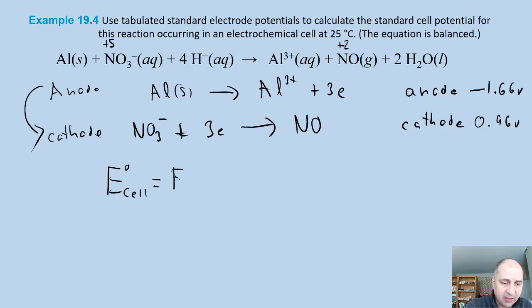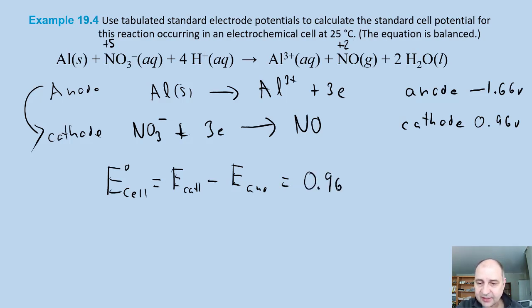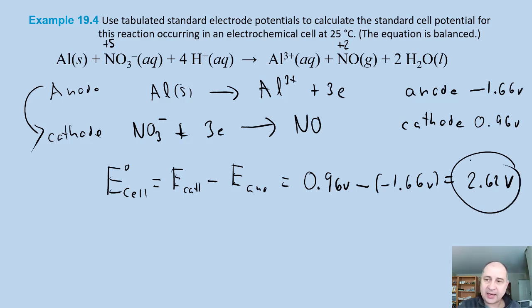It's the cathode minus the anode, and so that's going to be equal to 0.96 volts minus -1.66 volts, which equals 2.62 volts, and that is spontaneous because that's a positive number, but I can tell because I kept it as reduction potentials.